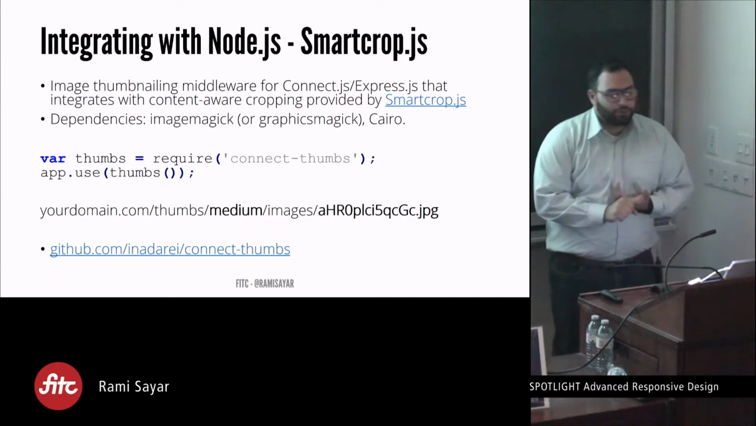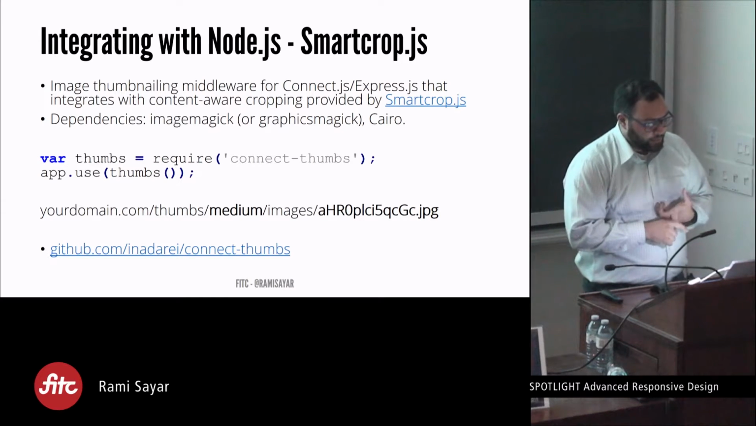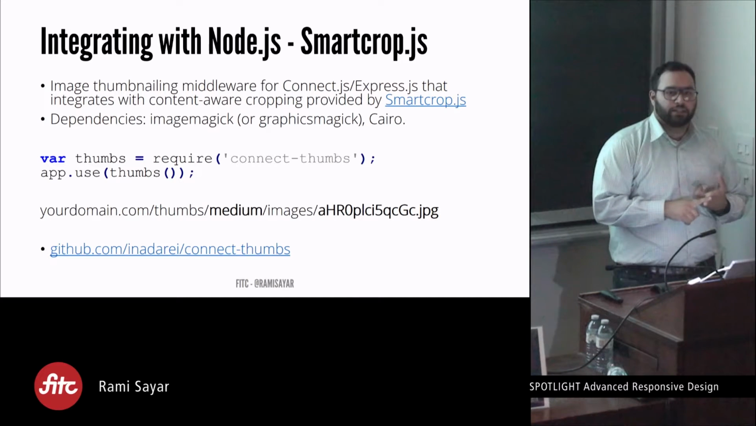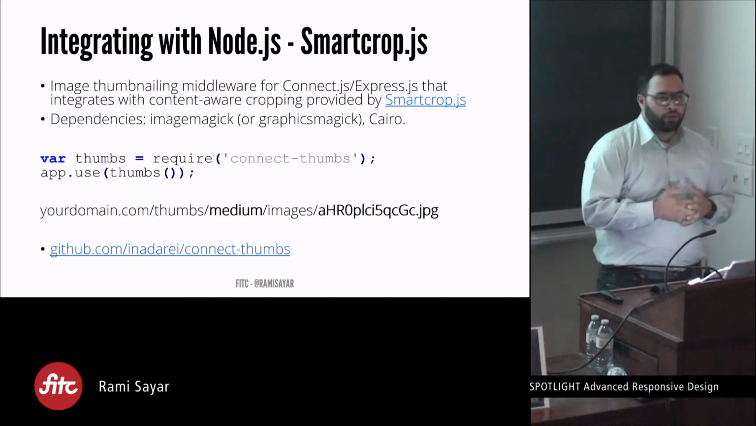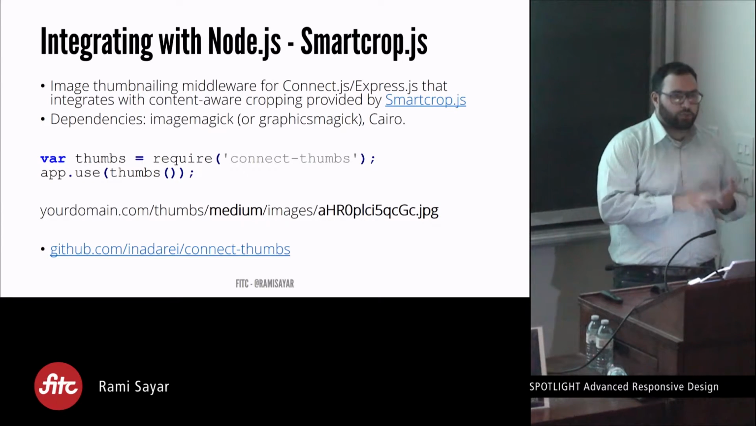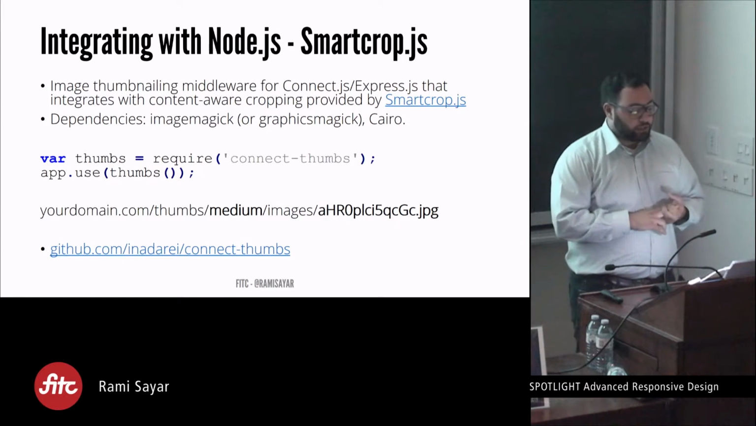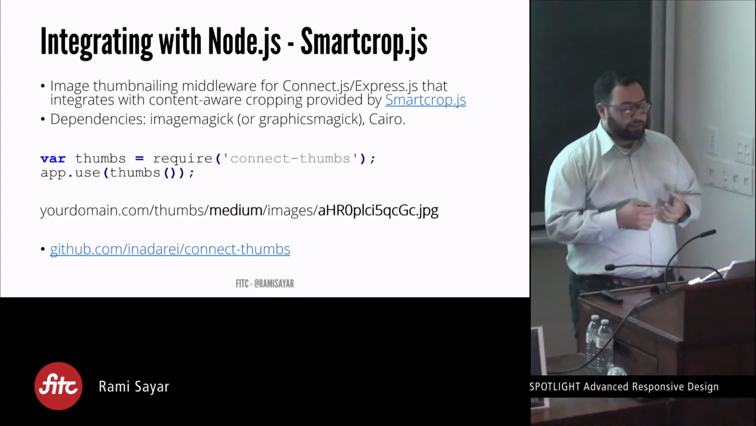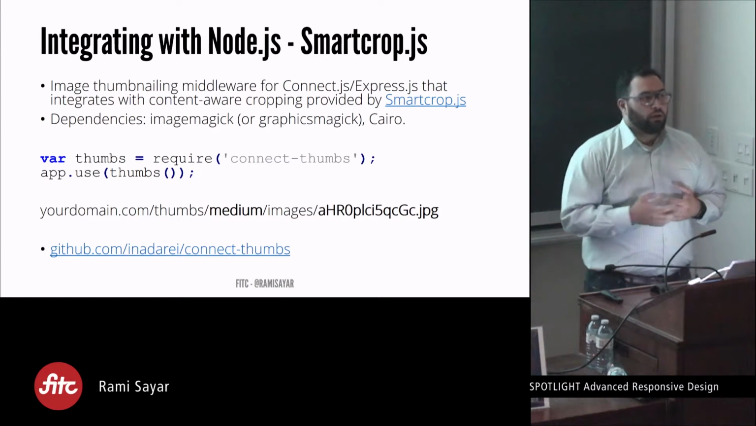So here's how you do it with Smartcrop. Essentially, there's this other library called connect-thumbs. It's a connect middleware. So if you use Express or Koa, you can actually just use this. Actually, I'm not sure about Koa, but if you use Express or Connect, you can add this middleware to your application. And it has a dependency on ImageMagick or GraphicsMagick and Cairo.